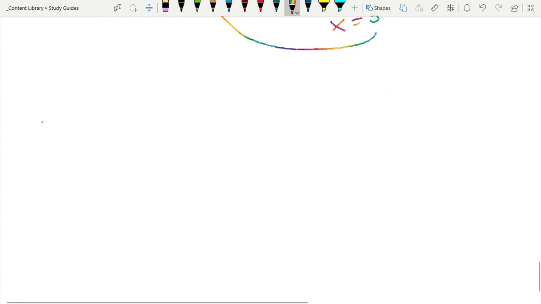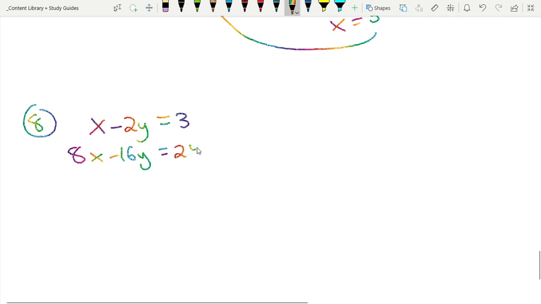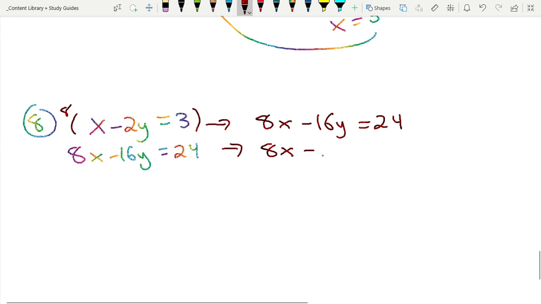Moving on to number 8. We have x minus 2y equals 3, and 8x minus 16y is equal to 24. So I look at my x's, and there is a way to get an 8 in front of this x. I can multiply this entire equation by 8. So that would give me 8x minus 16y equals 24. The bottom we don't change. 8x minus 16y equals 24.